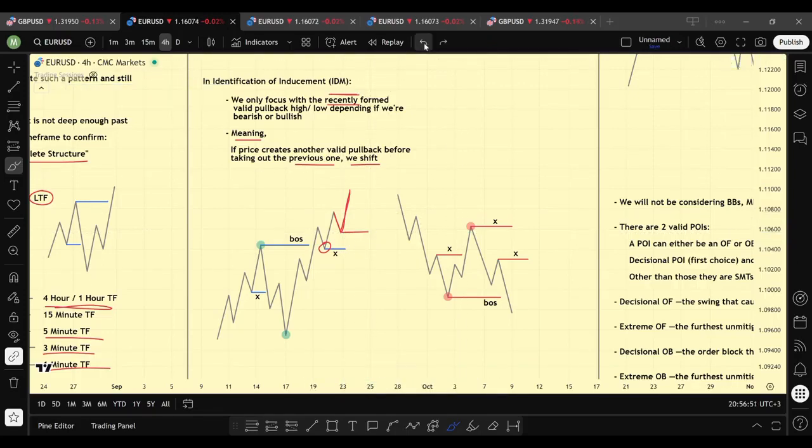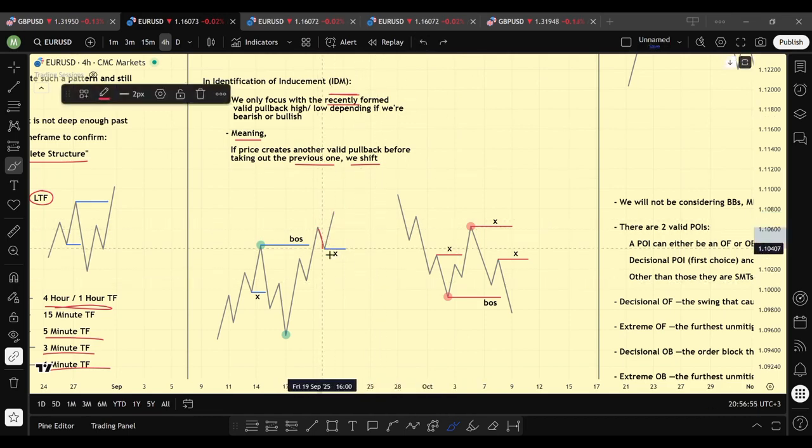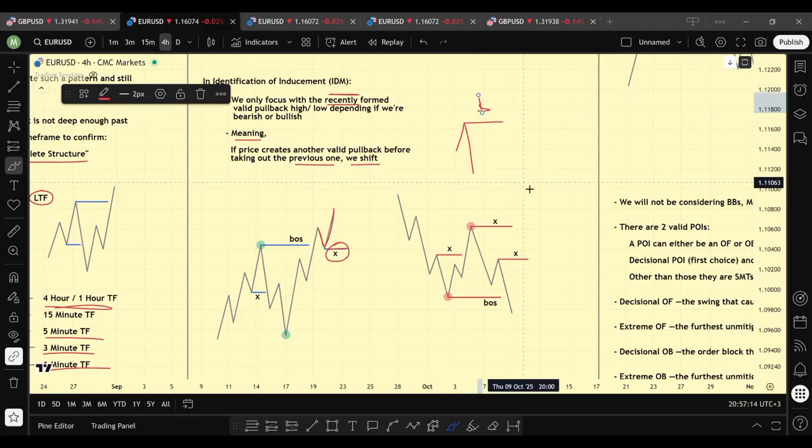So in this case you can clearly see this is the recent valid pullback, and I said we'll be focusing on the low, and that will be the inducement. The sell side liquidity resting below this low is what we call the inducement. We know that when you see a pullback high, there is some buy side liquidity resting above here, and when you see a valid pullback low, there is some sell side liquidity resting below here.